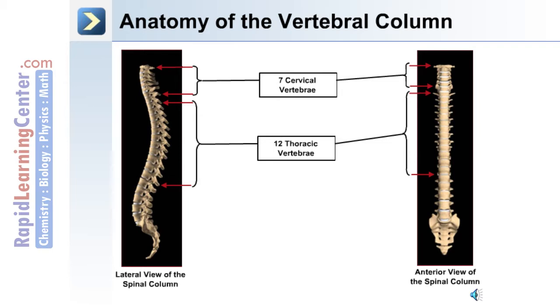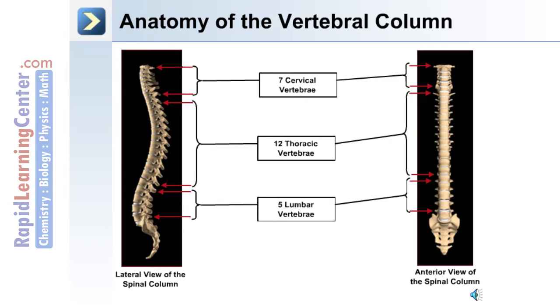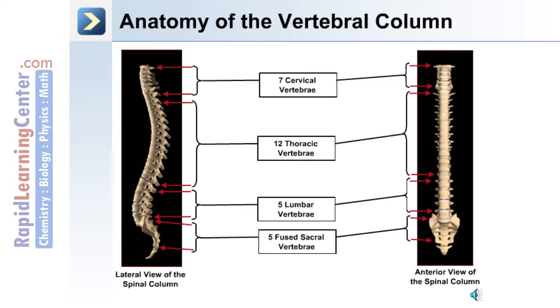There are 12 thoracic vertebrae. In the small of the back, there are 5 lumbar vertebrae in the lumbar region of the spinal column. Next is 5 fused sacral vertebrae and the coccygeal section of the vertebral column.